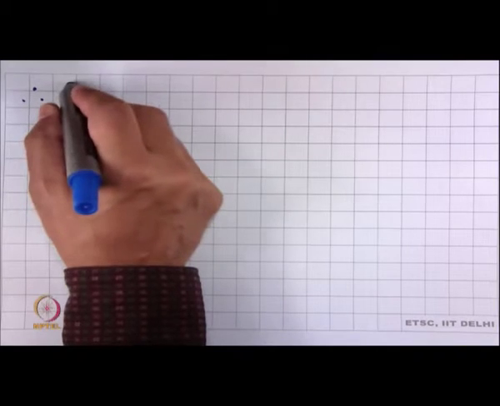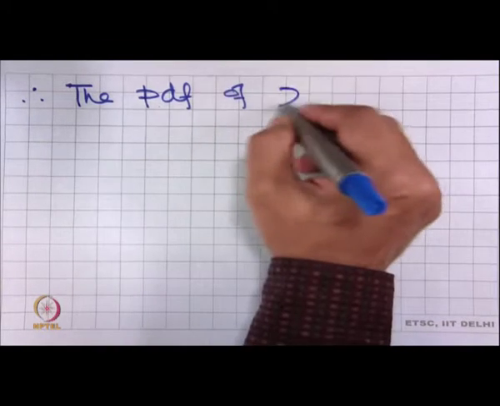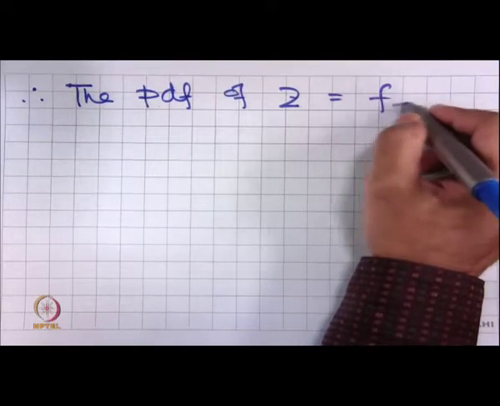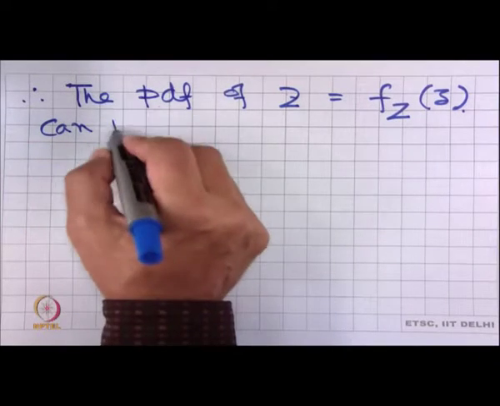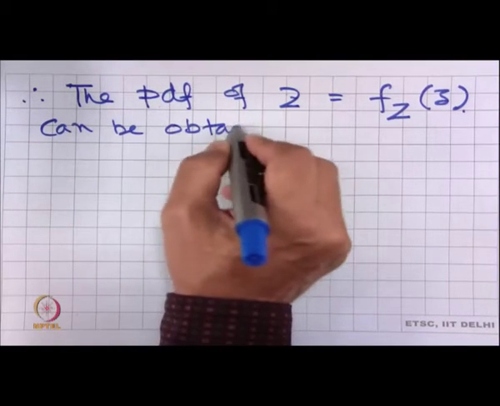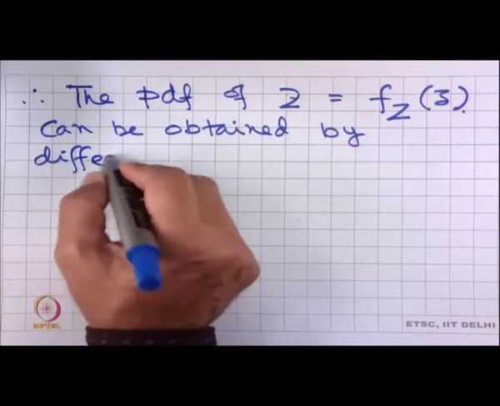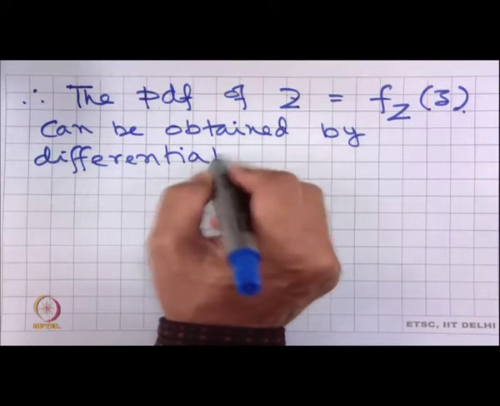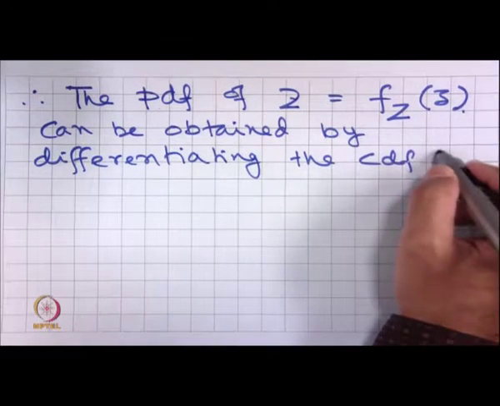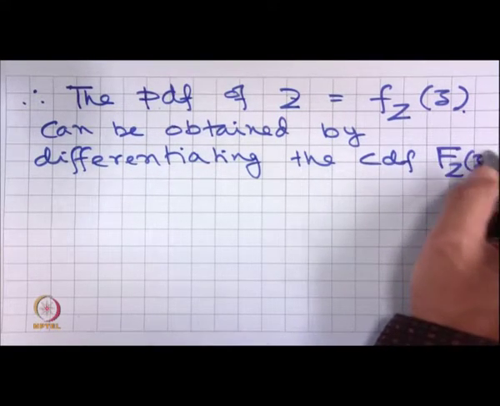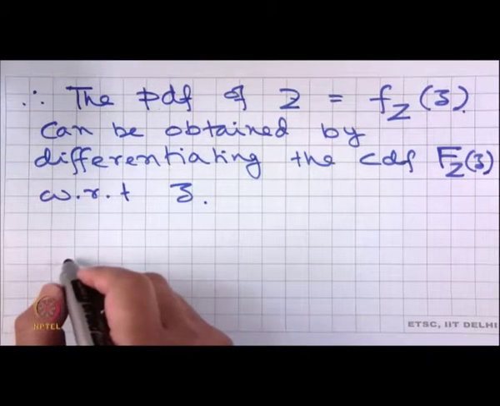Therefore, the PDF of z, f_Z(z), can be obtained by differentiating the CDF of z with respect to z. So, let us consider the first term.